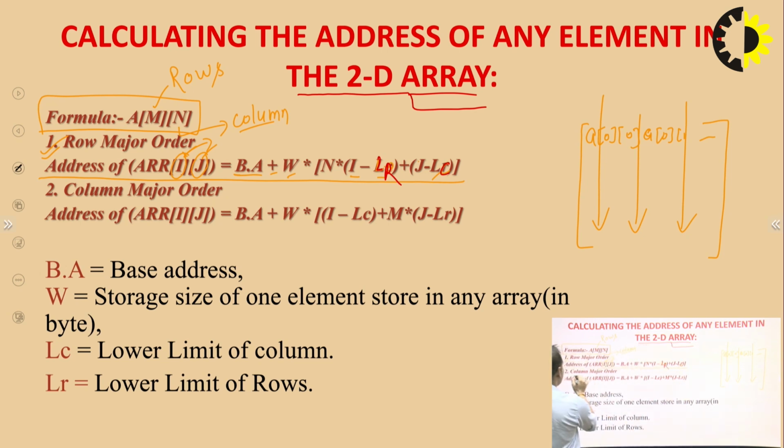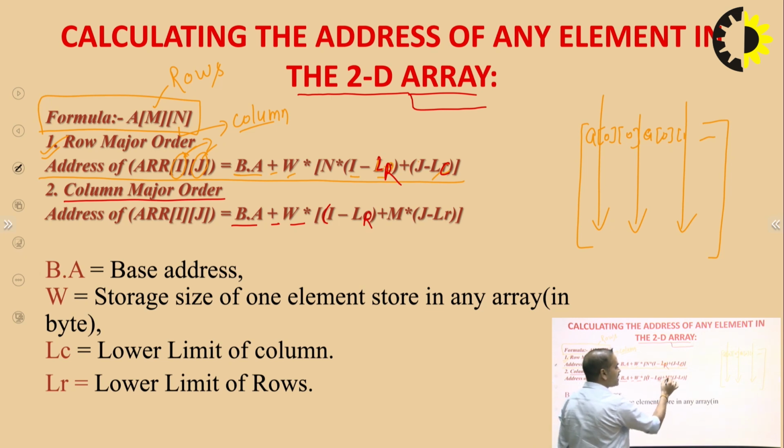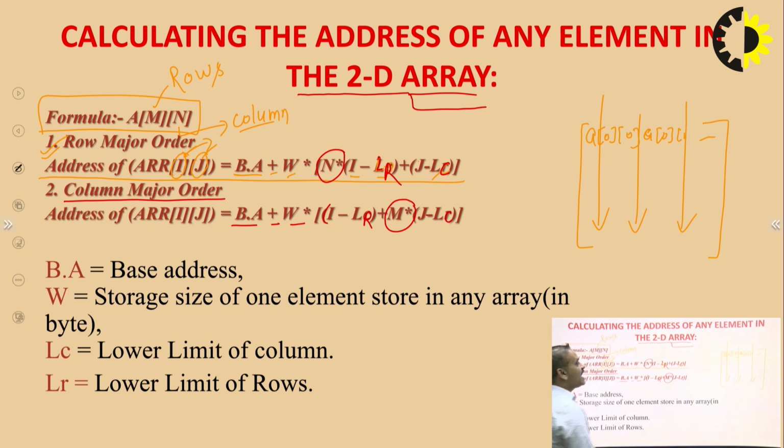Now the next formula is column major order. In case of column major order, we write the same formula: base address plus W into (I minus LR) plus M into (J minus LC). Here we have to multiply by M and here we have to multiply by N. In case of row major order, we multiply the row by the column value.